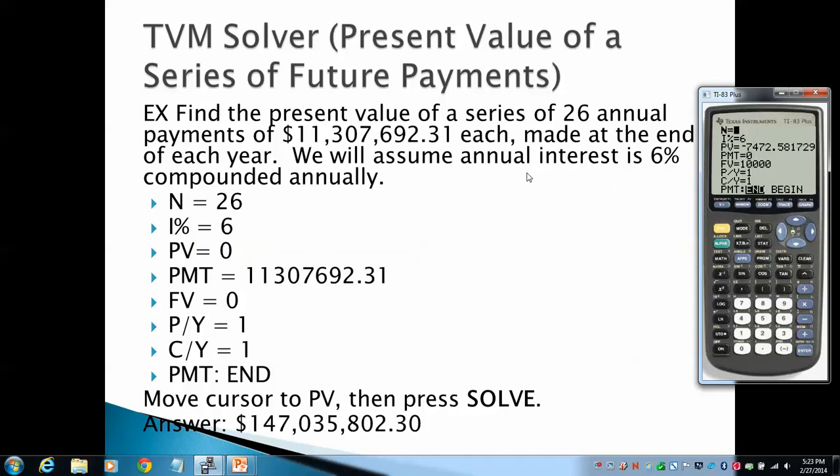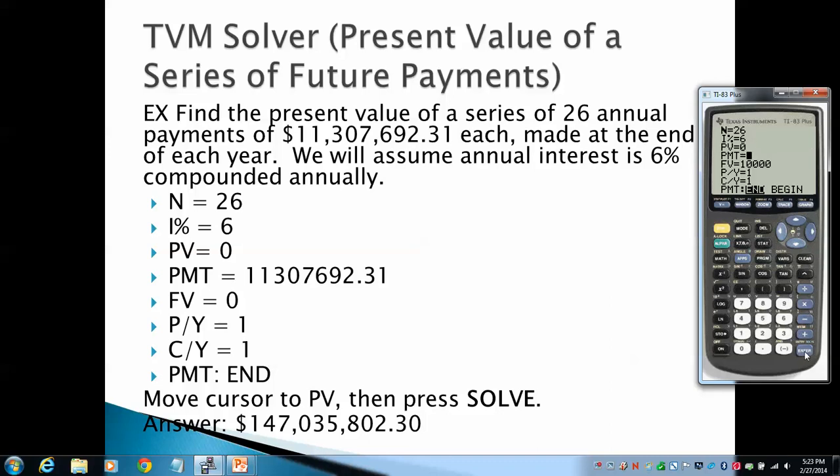In this case, N is 26. That's the number of compounding periods because interest is compounded annually. So we have 26 compounding periods. The interest rate is 6%. Don't enter 0.06. On the TI, when you enter the interest rate, it's just a percent, so 6. Okay, the present value is what we don't know, so we could put anything there. I'll put 0, but really we could put anything.